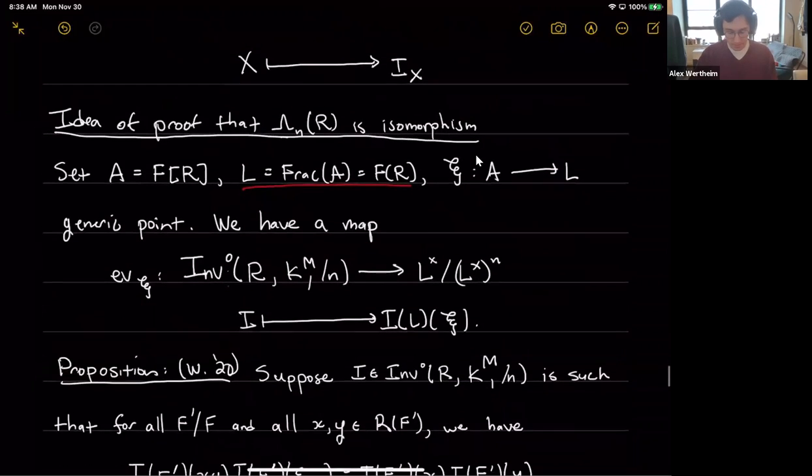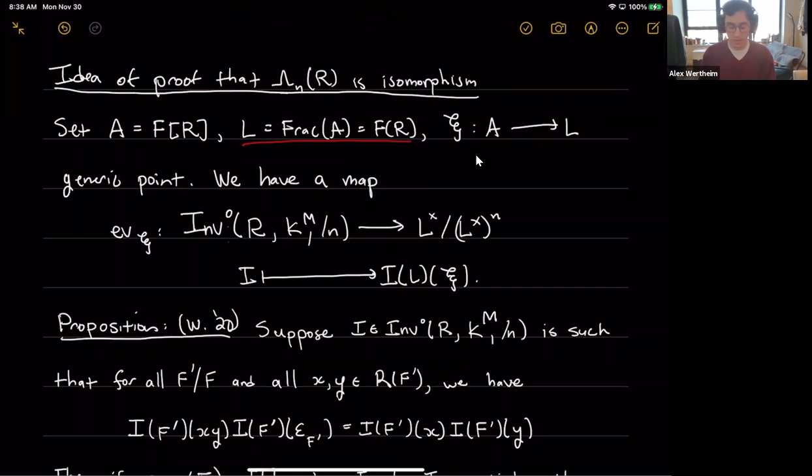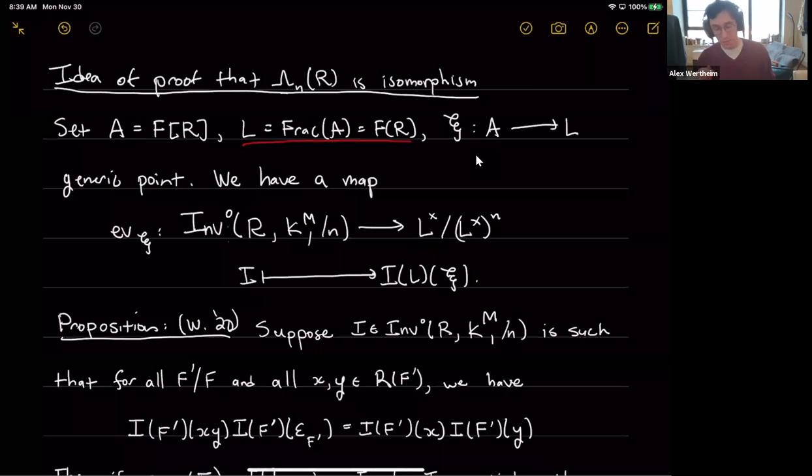So now I'll explain the idea behind the proof of why this map is an isomorphism. First, some notation. Let A denote the representing algebra of R, and let L be the field of rational functions on R, which is to say the field of fractions of A. And let C denote the generic point, which is just the canonical localization map from A to L.